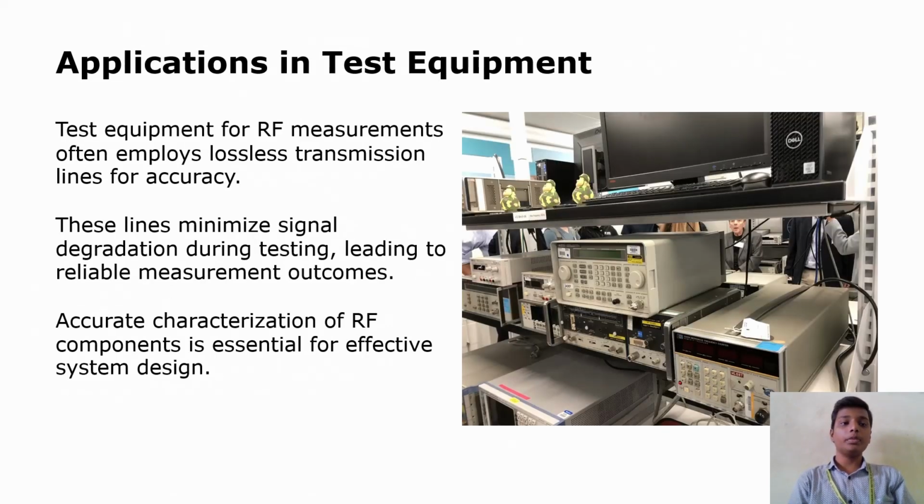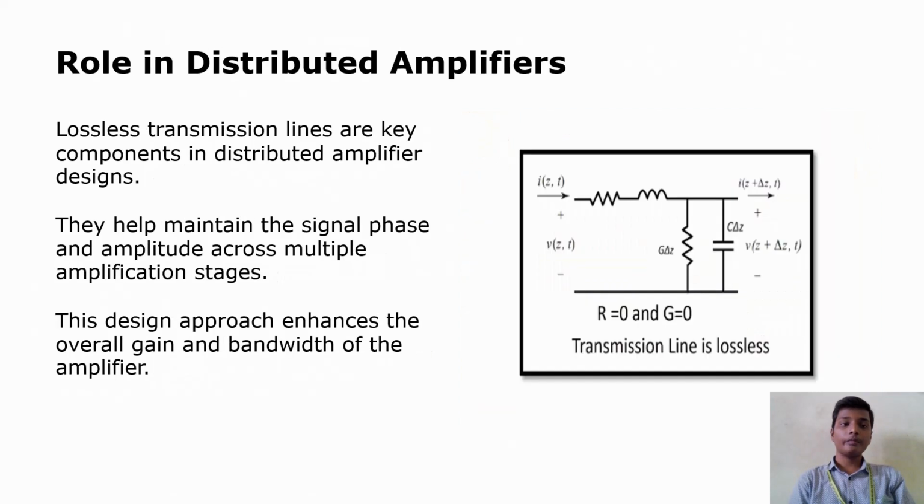Applications in test equipment. Test equipment for RF measurements often employs lossless transmission lines for accuracy. These lines minimize signal degradation during testing, leading to reliable measurement outcomes. Accurate characterization of RF components is essential for effective system design.